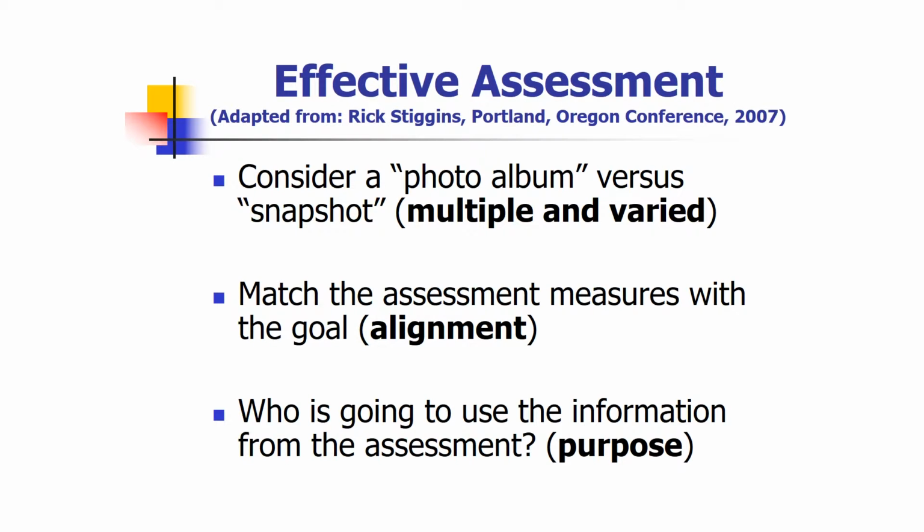In our next handout, Effective Assessment, Rick Stiggins gives us pointers on how to use assessment to give us the best information about a student's learning. Consider a photo album versus a snapshot, otherwise known as multiple and varied. Match the assessment measures with the goal, otherwise known as alignment. Who is going to use the information from the assessment, otherwise known as purpose?